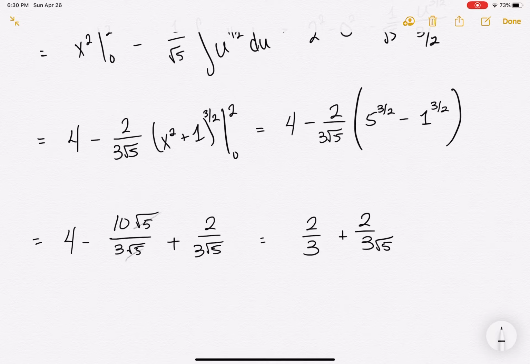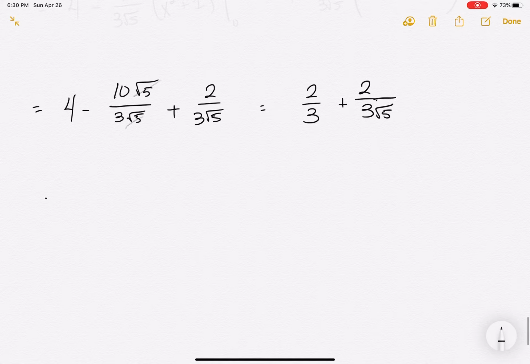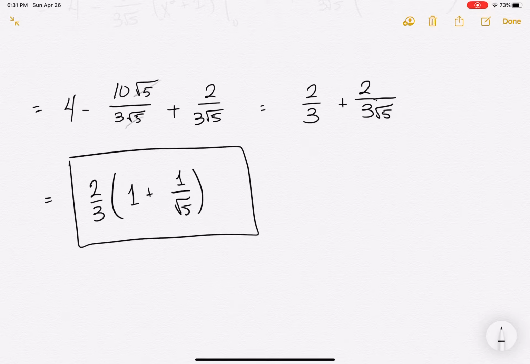There's a root 5 in the bottom here. And that's exactly what the answer looks like if I factor out a 2/3. 1 plus 1 over root 5. So there you go. That's the answer the exam gives.